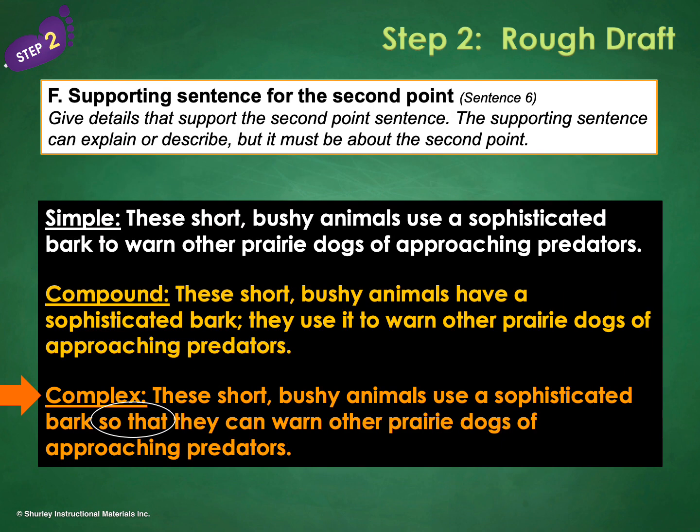For sentence 6, students will learn to write a supporting sentence for the second point they decided to share about their topic. Of course, this sentence will give details that support the second point only. They may choose to write a complex sentence like this one that says, these short, bushy animals use a sophisticated bark so that they can warn other prairie dogs of approaching predators.